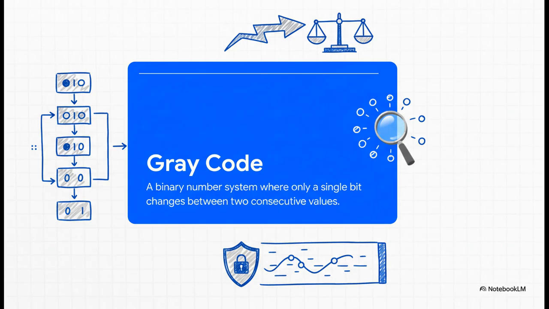The absolute superpower of gray code is its one-bit change rule. It's so simple. In this system, when you count from one number to the very next, only a single bit is ever allowed to change. That's it. This one simple rule makes the whole system incredibly stable and reliable.